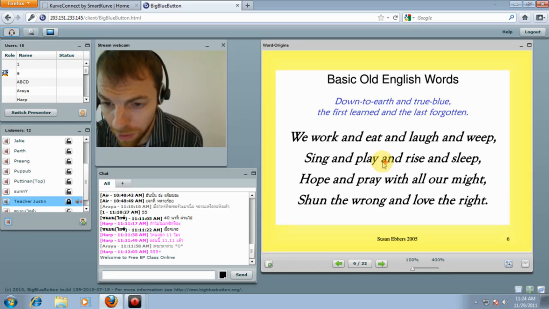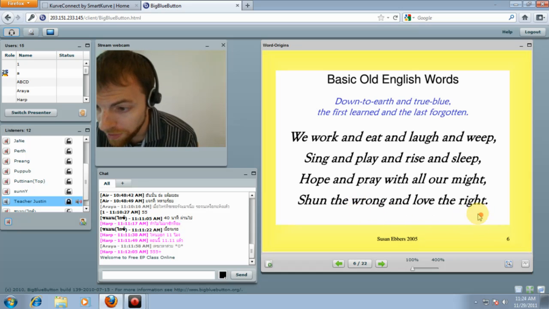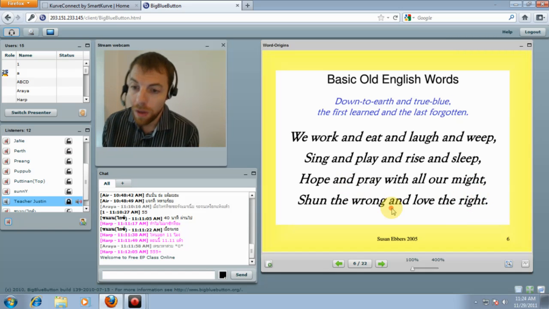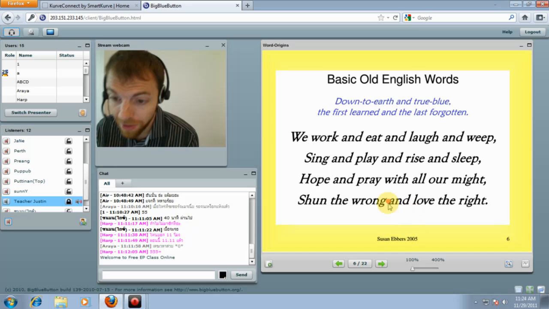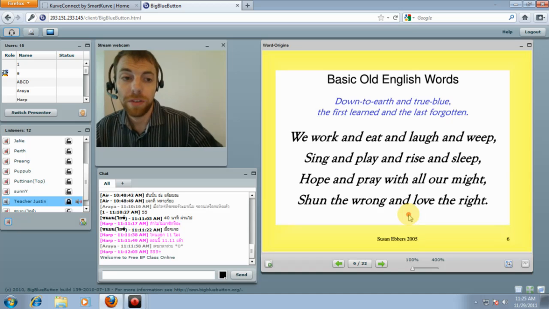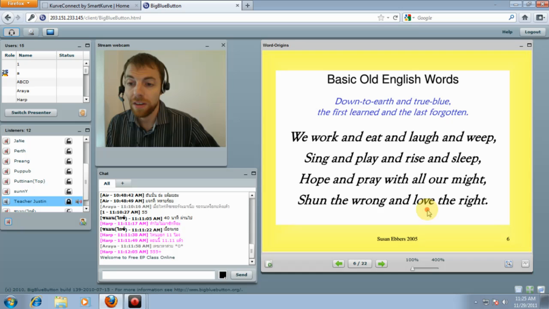So if you remember some words like wrong with a silent W, or right with a silent G, light, silent G. Also words like and. And is a conjunction to join things together. So that too can help us understand where English comes from.